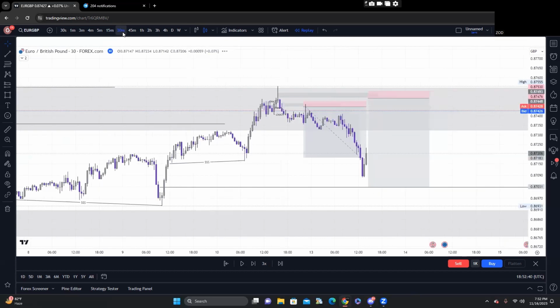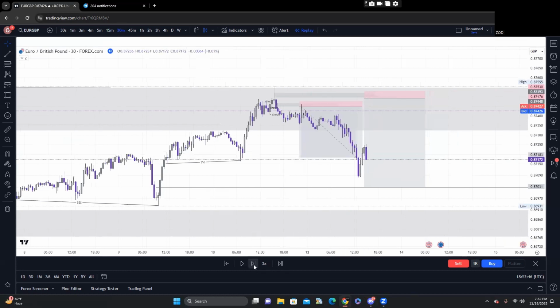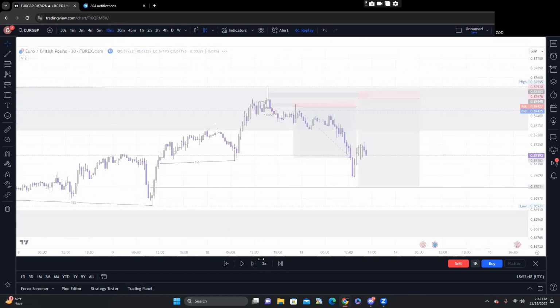I think we're using the 30 minutes. So we see, this was the first sign that I see price is trying to react, but I waited. Let's go back to 15 minutes.